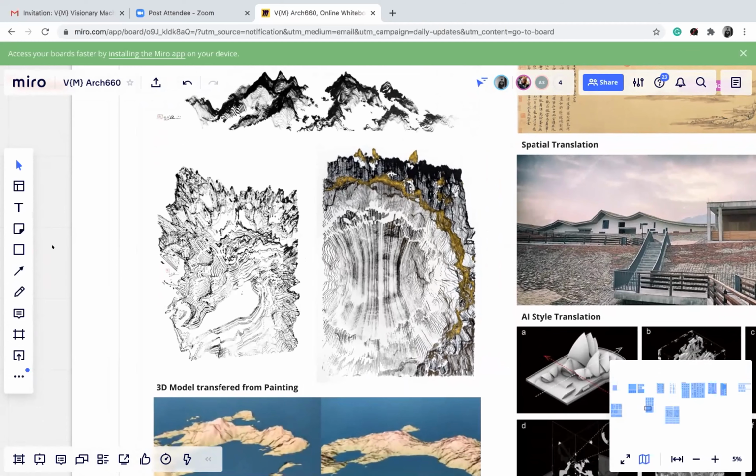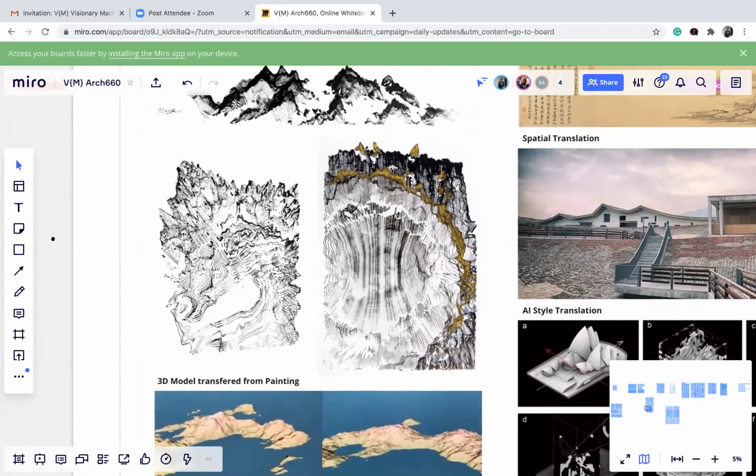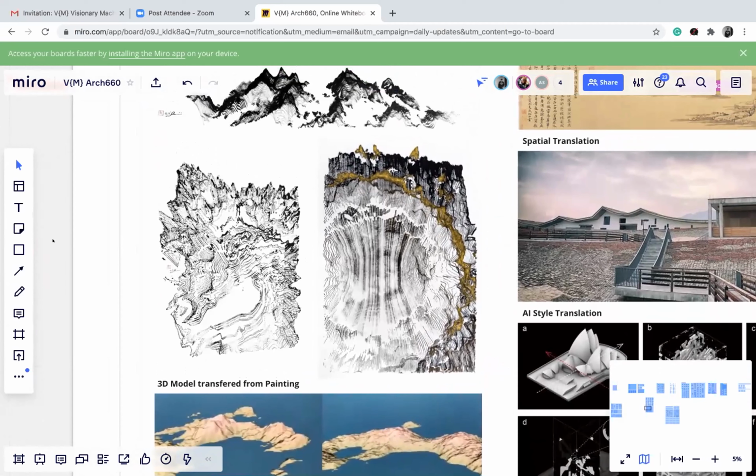So this is the present we find. For the traditional drawing, artists are using 3D modeling to model these mountains, and also using AI to redraw it. So it's an AI way to express the traditional drawings.